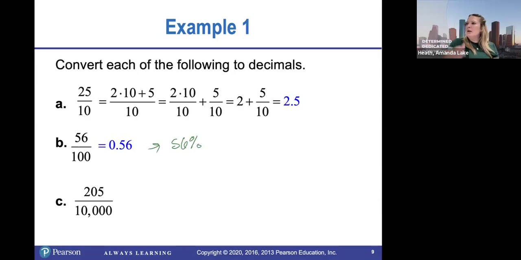And then lastly, we have 205 out of 10,000. So 205 out of 10,000 is going to be 205 ten-thousandths. So we can think about this as remembering that our decimals go, so that's tenths, hundredths, thousandths, and ten-thousandths.